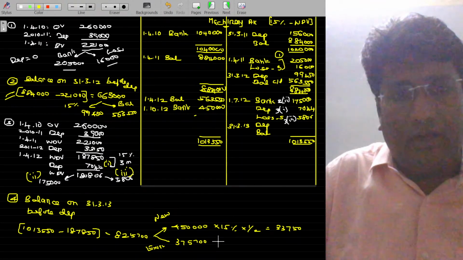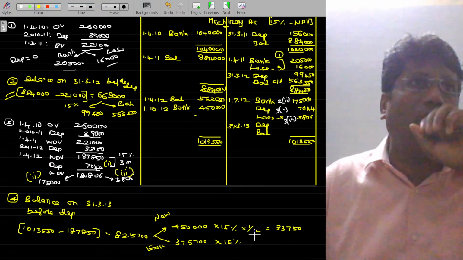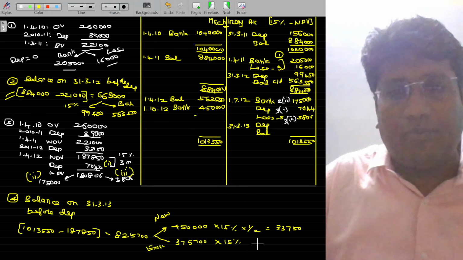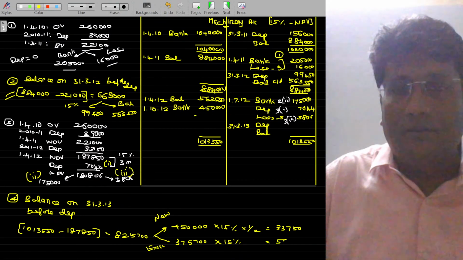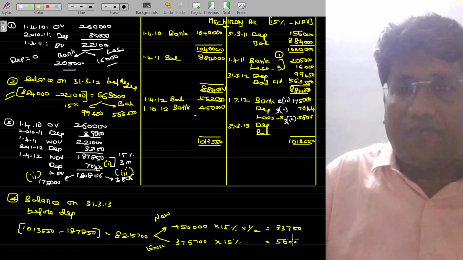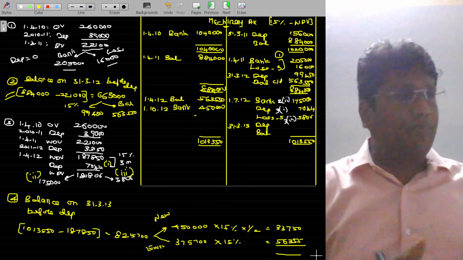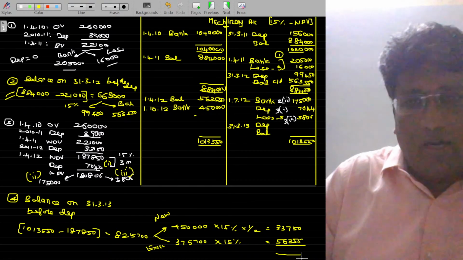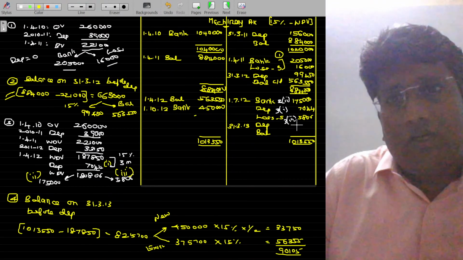33,750. And for the remaining value, these assets existed since the beginning, so they will be depreciated fully. 3,75,700 into 15 percentage will be 56,355. What is the overall depreciation? Add up these two. That's the overall depreciation, 90,105.